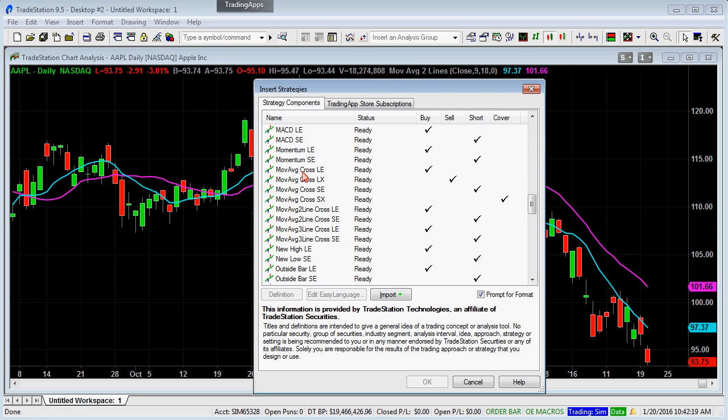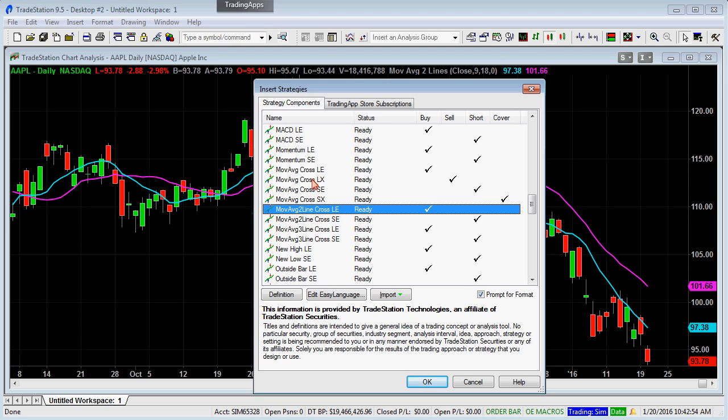The moving average cross right here on top is just monitoring the price activity as it crosses above and below the moving averages. That's not necessarily what we want. The strategy we want is the one that has a 2-line cross, because what we're looking for is the 2 lines to cross. And there's 2 of those strategies, one that has an LE and the other has an SE. LE in strategy components is a long entry, and SE in strategy components is a short entry.